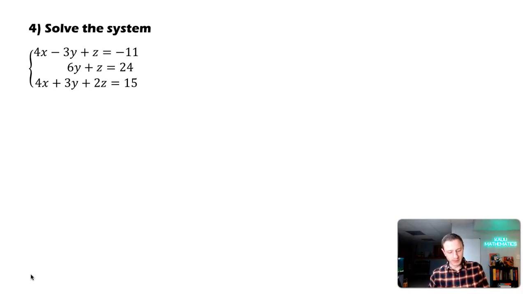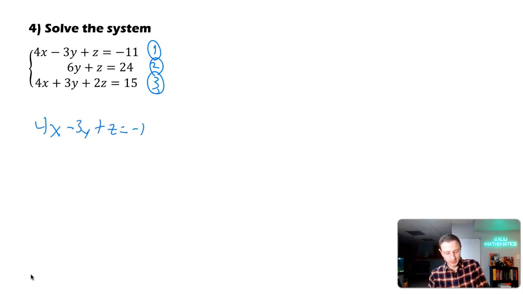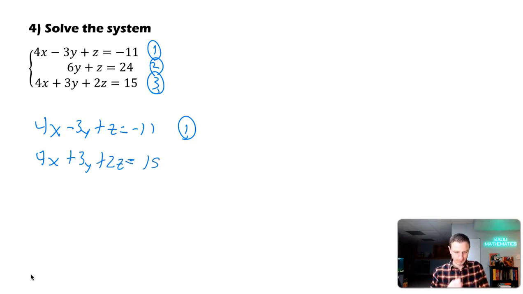In this one, I have one of the equations missing an x, but that's not a big deal. I'm noticing right away that I have this 4x and 4x. So I'm just going to start there. I see the same variable, so I don't know what's going to happen, but let's just go with it. So I'm going to take equation 1, 4x minus 3y plus z equals -11. And I'm going to take equation 3, 4x plus 3y plus 2z equals 15.